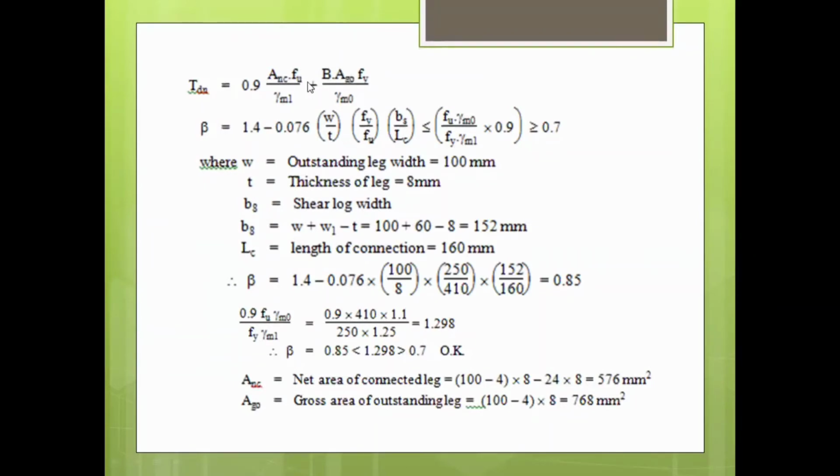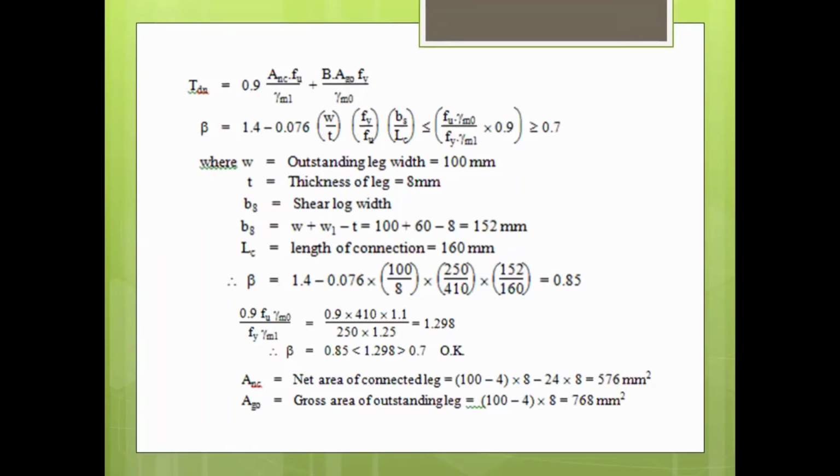In this equation, what is remaining next? Anc is the net area of the connected leg. How to calculate that? 100 minus 4 into 8 minus 24 into 8. And Ago is the gross area of the outstanding leg which is not connected. So 100 minus 4 into 8. That comes to be 576 and 768 mm square.